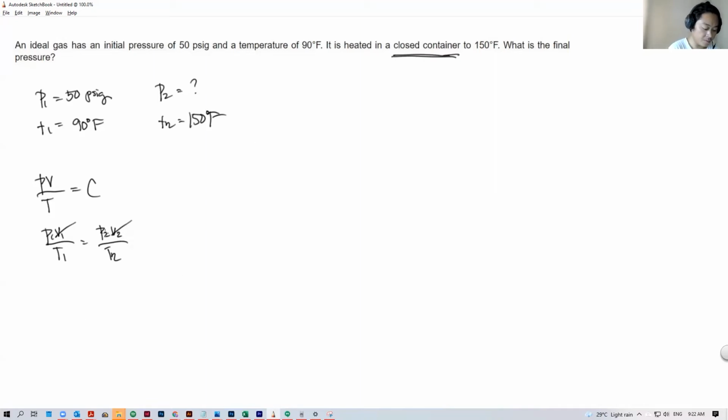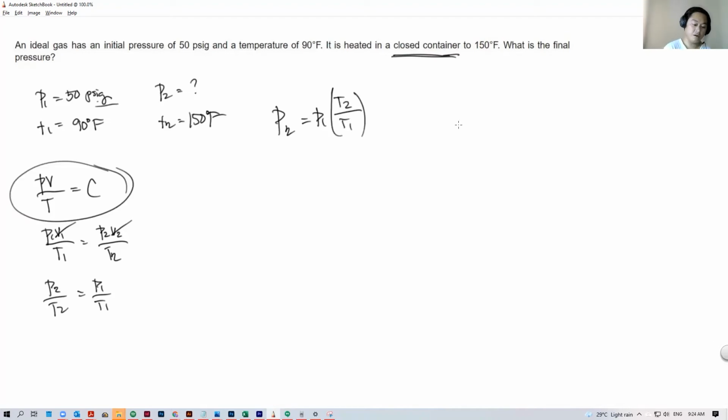So basically, we're left with P2 over T2 is equal to P1 over T1. If we transfer this here, we can rearrange this equation to have it in terms of P2. So this is going to be P2 is equal to P1 multiplied by T2 over T1. This is going to be our working equation, and basically we've got everything that we need.